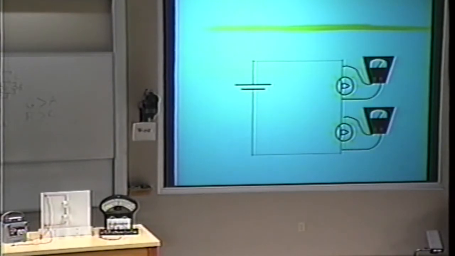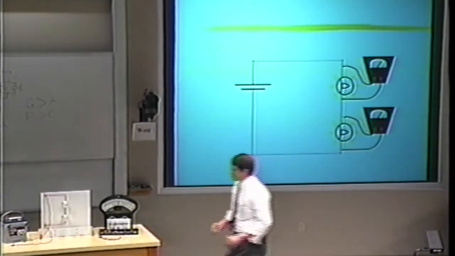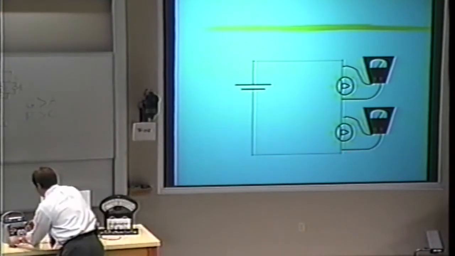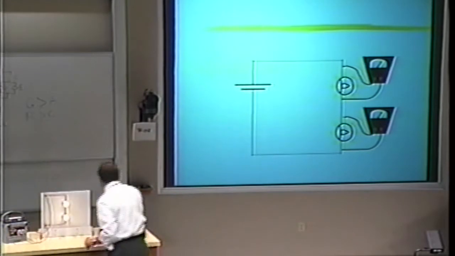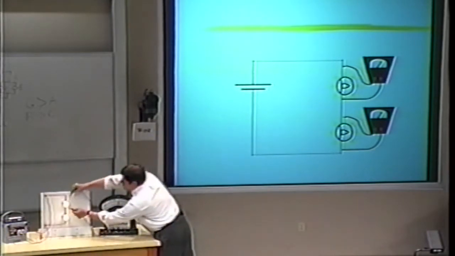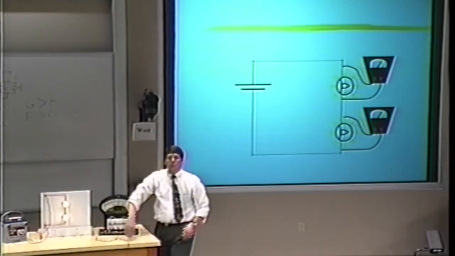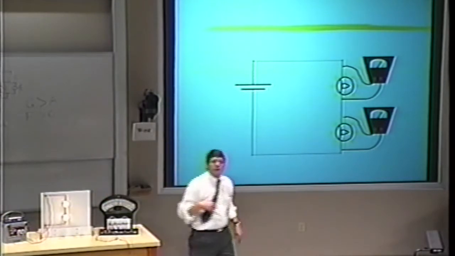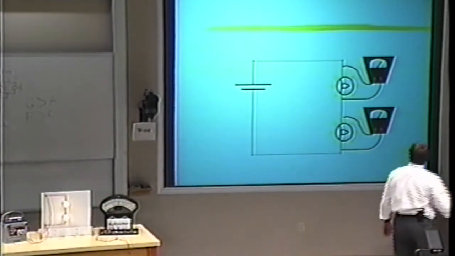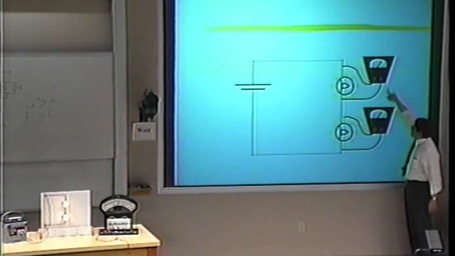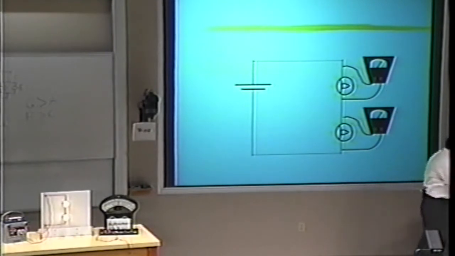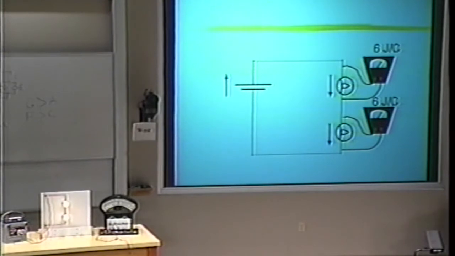What about the reading on these voltmeters? If I were to hook up these bulbs and actually make a reading by reaching across there, what would I get if there were 12 volts across the battery? What would this one have? Six. And this one? Six. That's exactly right. Six and six. Now, the current looks like that.